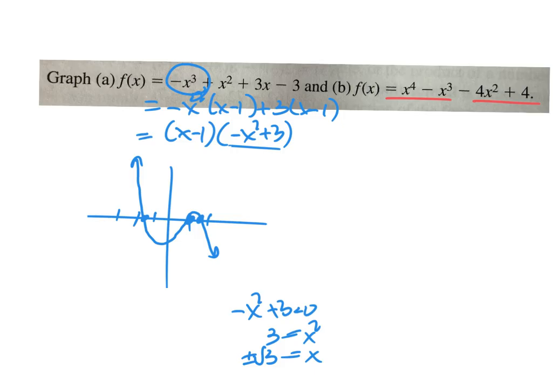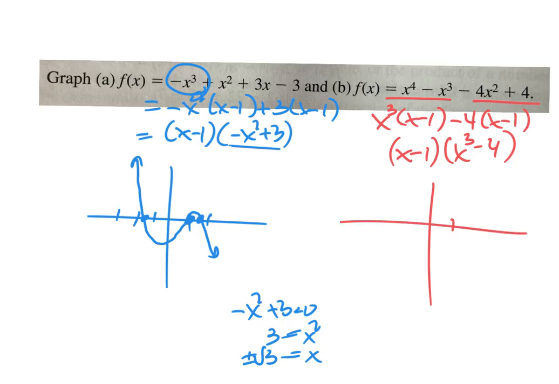Second one here, I'm going to do grouping again. The first two terms, take out an x cubed. Second two terms, take out a negative 4. And that leaves me an x minus 1 and also an x cubed minus 4. So I'm looking for the zeros so I can know where the x-intercepts are. 1 is a zero. The other one: x cubed minus 4 is 0. So x cubed is 4. So I'm going to take my calculator and do the cube root of 4. The cube root of 4 is just a little bit over 2.